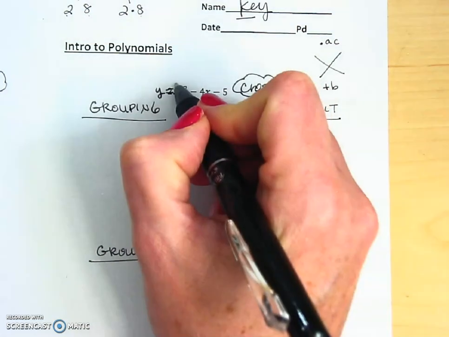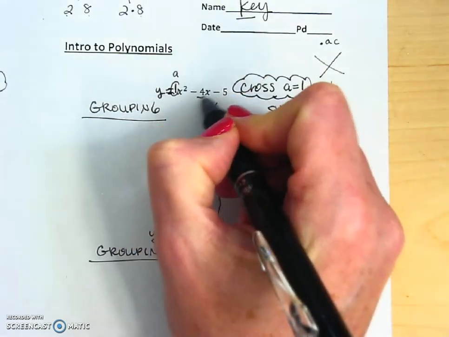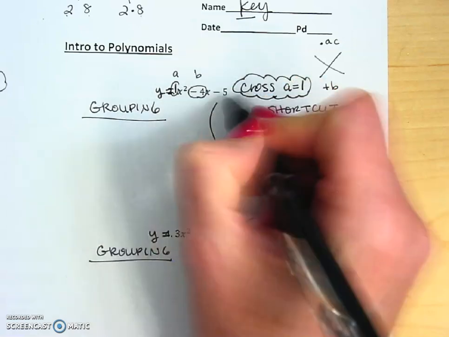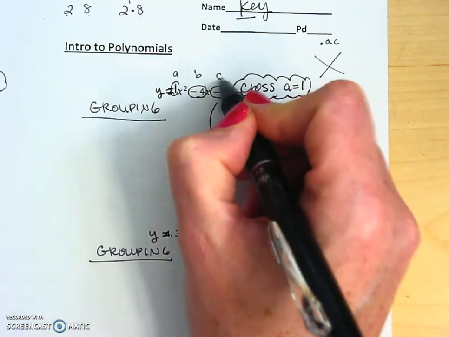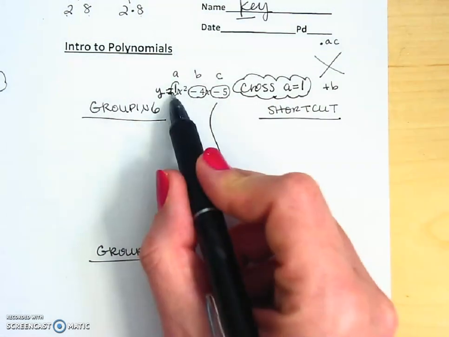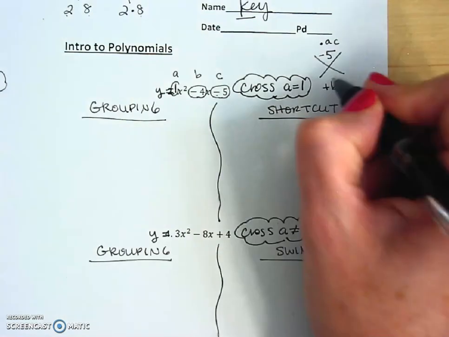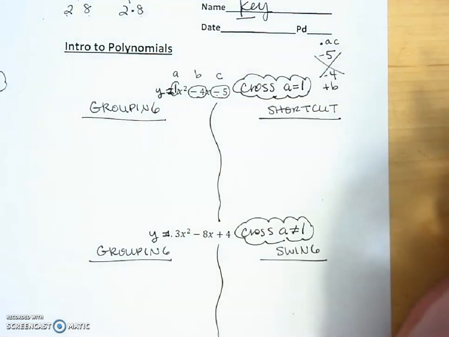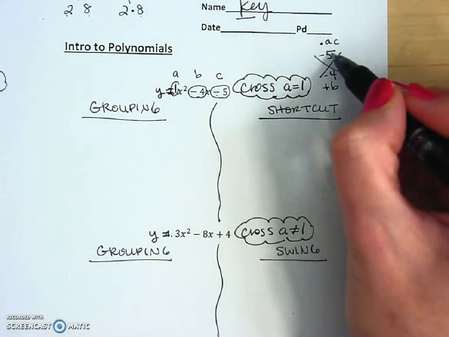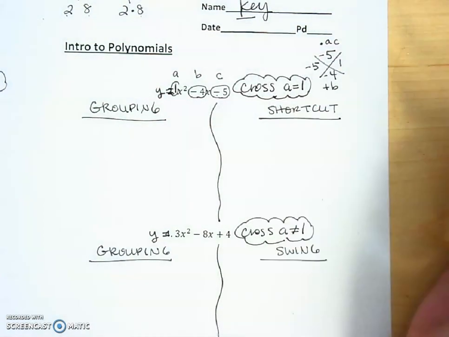So A is, in this case, 1, so there's A. B is the -4, and C is the -5. So if I want the product of A and C, it's 1 times -5, or just -5, and B is -4. So two numbers that multiply to -5 and add to -4 are -5 and 1.